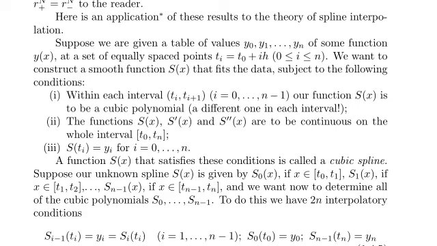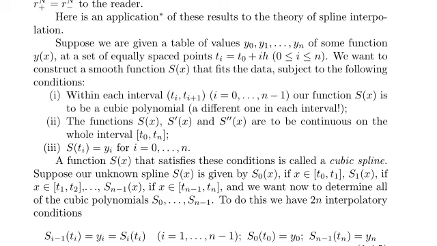Suppose we are given a table of values y0, y1 to yn of some function y(x) at a set of equally spaced points ti equals t0 plus ih. We want to construct a smooth function S(x) that fits the data subject to the following conditions.